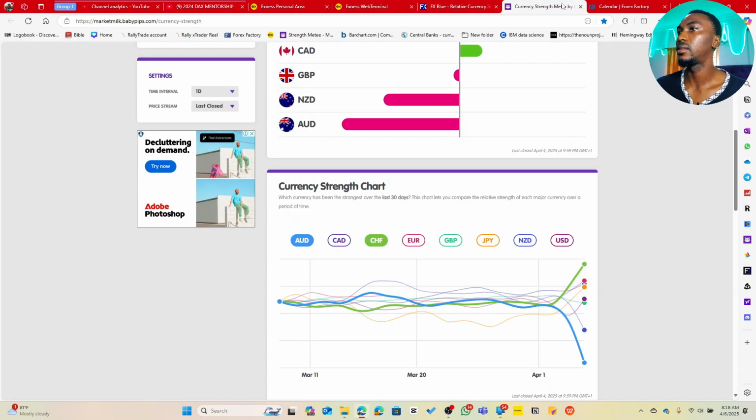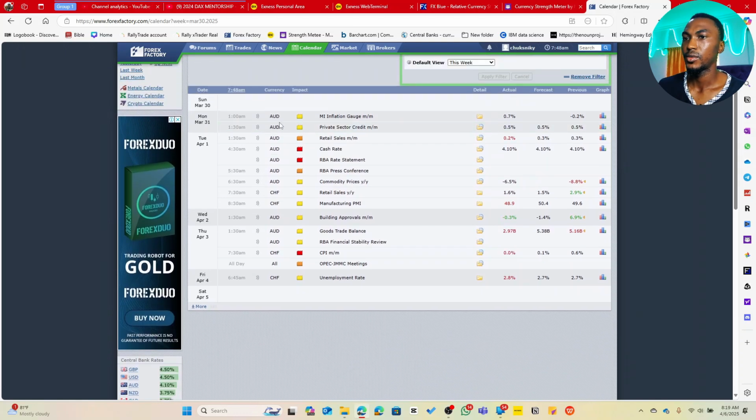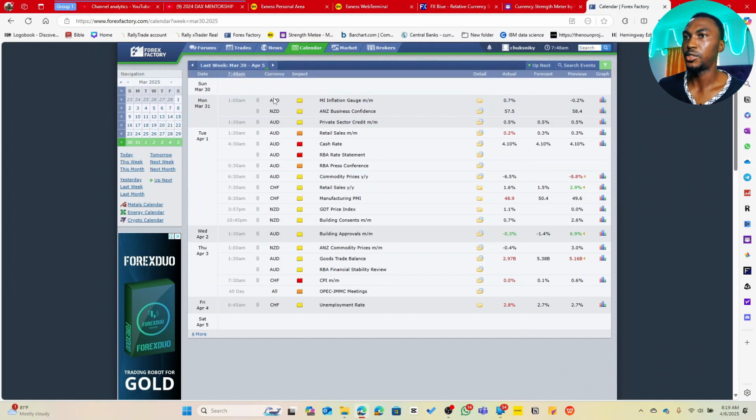But if we take a look at the news for the Australian dollar, Swiss franc, and New Zealand dollar, what we would notice is the Australian dollar had some low news prior to this. See, retail sales was bad news. The PMI for the Swiss franc was bad news. So how come the Swiss franc gained so much strength? So this is where it happens.